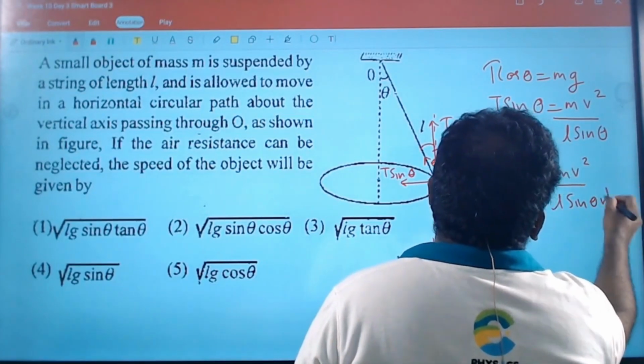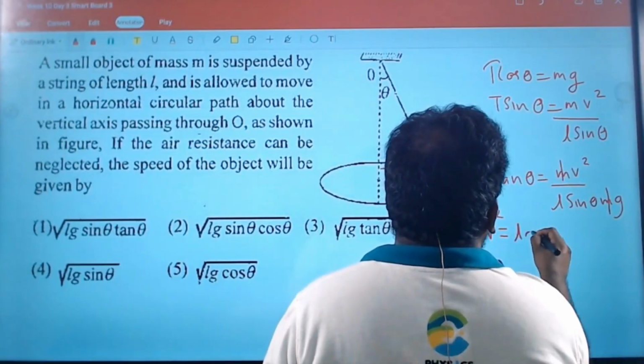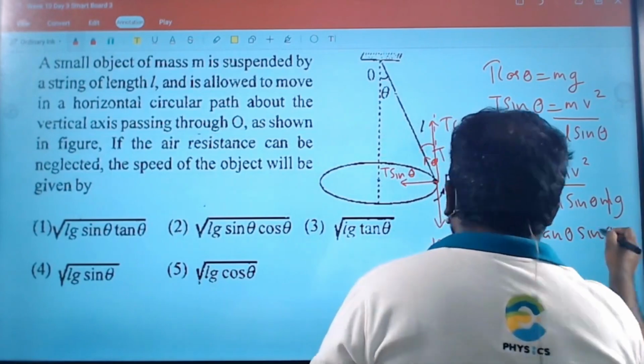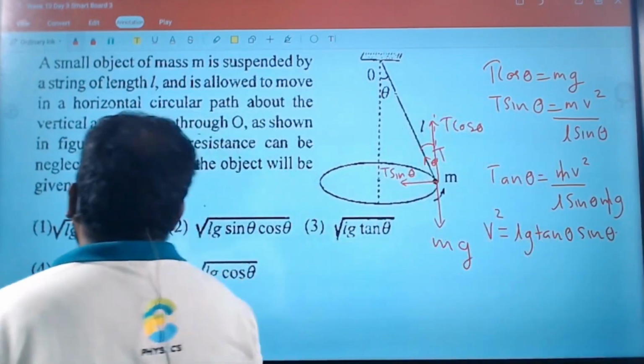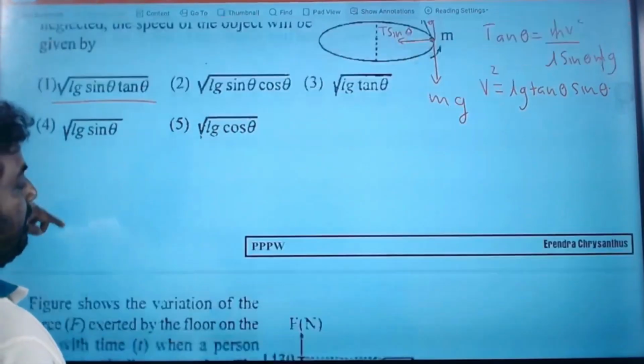m cancels off. V square is L g tan theta sin theta. V is the square root of L g tan theta sin theta. Answer is answer number 1.